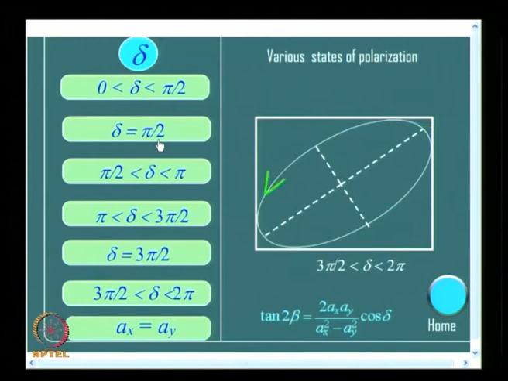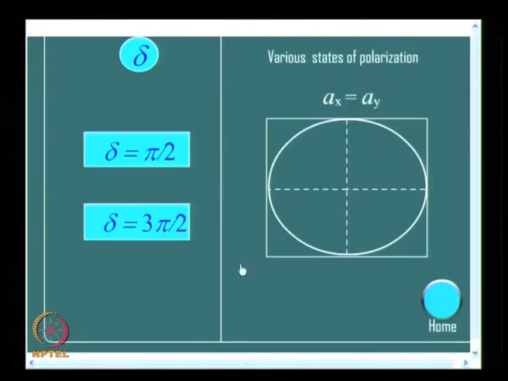And now we come to another important aspect, what happens to this expression when Ax equals Ay? So, it becomes undefined when tan 2 beta becomes infinity, 1 by 0 you have. So, it becomes undefined, and when the amplitudes are equal, you have essentially a circularly polarized light, because there is no specific axis. There is no specific axis, you have only circularly polarized light that comes out of the model.